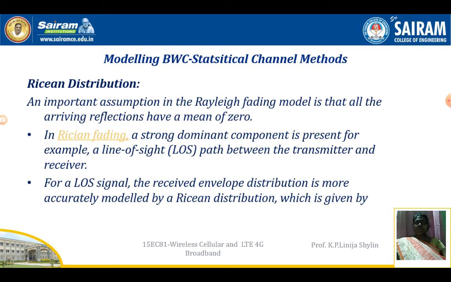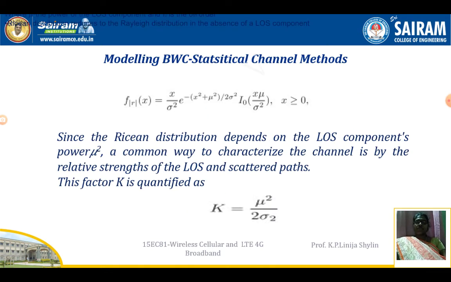So Rayleigh is that when we come to know the arriving reflections have a mean of 0. Now coming to the Rician fading, it is a line of sight path, that is LOS, between the transmitter and the receiver. So for a line of sight signal, the received envelope distribution is more accurately modeled by a Rician distribution, and the formula is given by x by sigma squared.